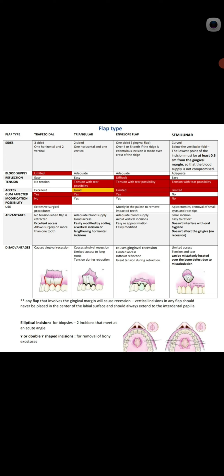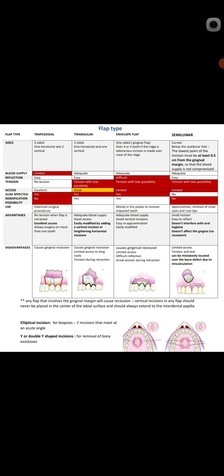Now here in this table we will discuss the flap types: trapezoidal, triangular, envelope flap and semilunar. First we will discuss each flap's sides, then blood supply, then reflection, then tension, then access, then whether it affects the gums or not, then modification, then possibility, then use, then advantages and disadvantages.